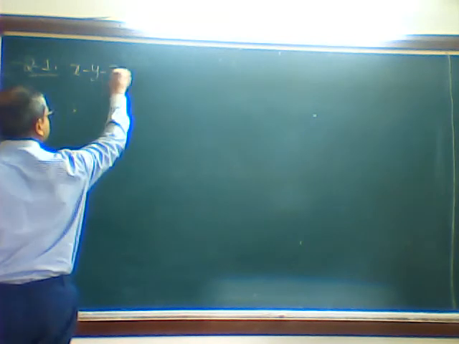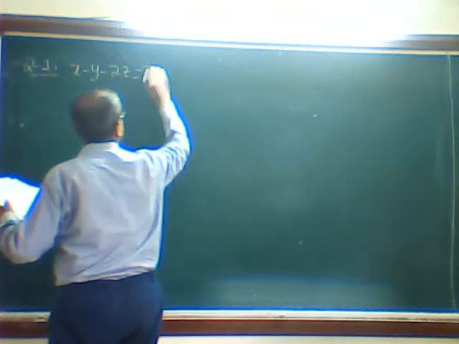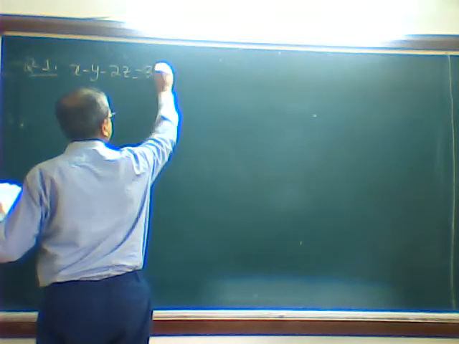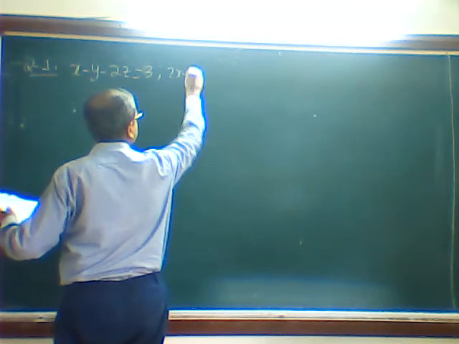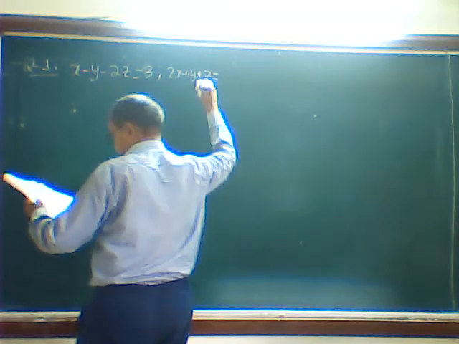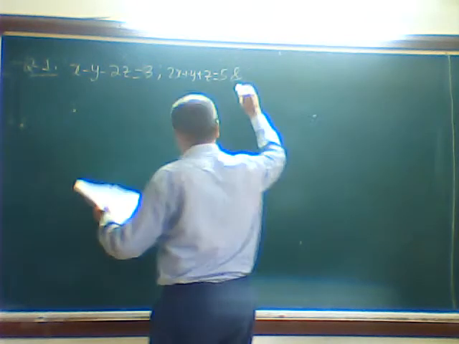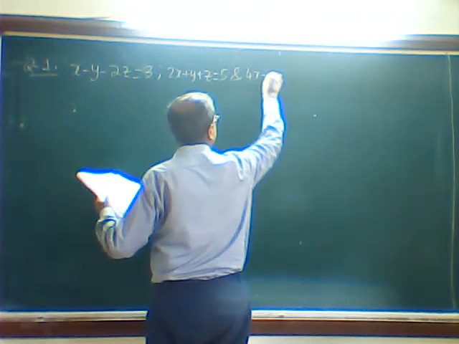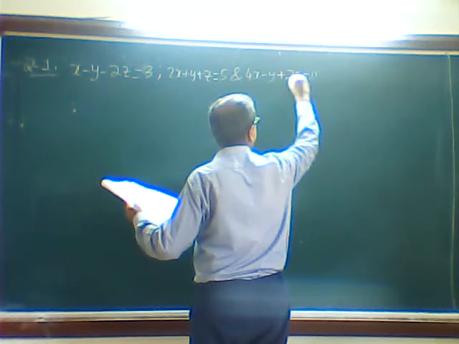x minus y minus 2z is equal to 3; 2x plus y plus z is equal to 5; and 4x minus y plus 2z is equal to 11.